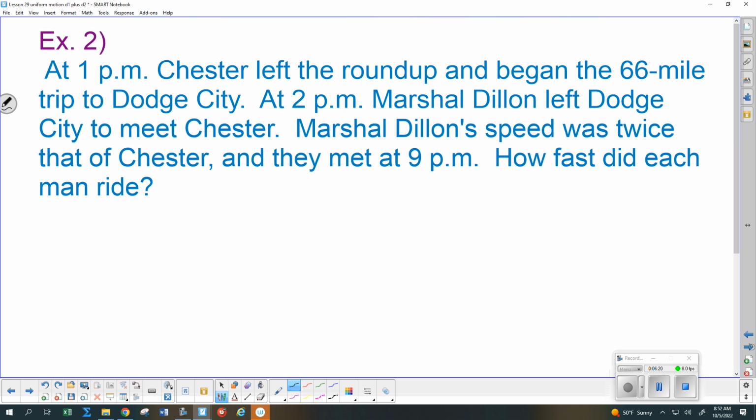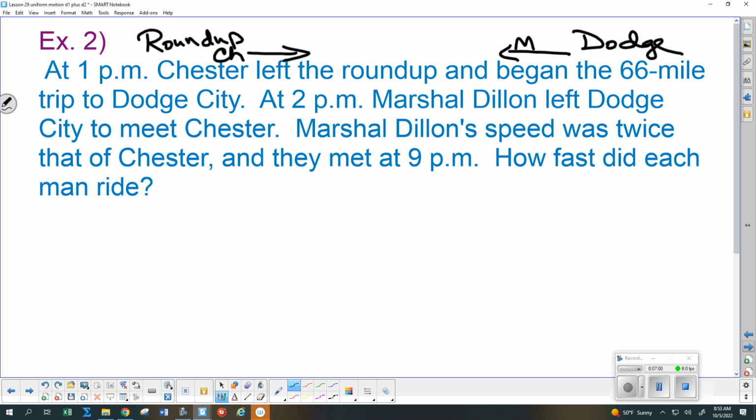All right, next one. Okay, I think we're out in the Wild West somewhere. We've got Chester going from the Roundup to Dodge City. So this is not my diagram, but just to make sense out of it, there's a Roundup taking place somewhere here, and then there's Dodge City over here somewhere, and Chester starts off here, and he's heading towards Dodge City. But then Marshall Dillon leaves Dodge City and tries to meet Chester. So we have the Marshall going this way. Does that make sense to everybody?